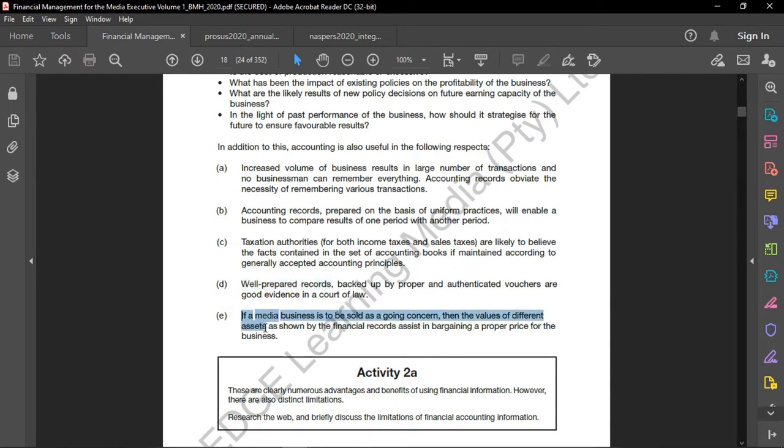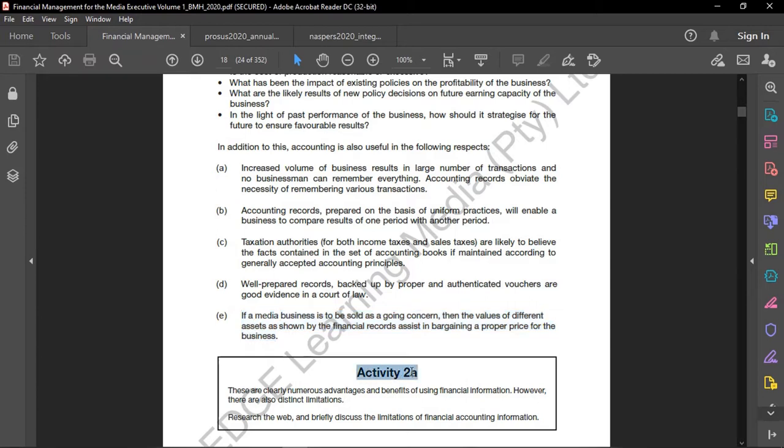And then the last point here, B, if the media business is to be sold, then we need to establish the value of the business. And how would you do that? Well, you'd have to look at the financial statements. That would be the best way to identify how much a particular business is worth.